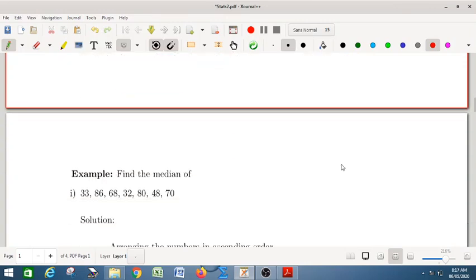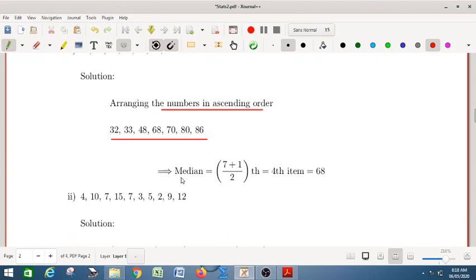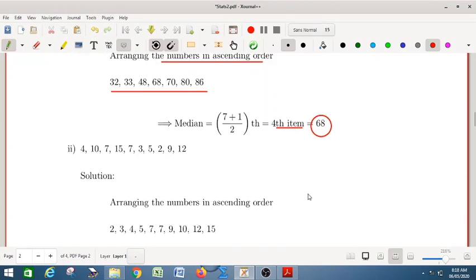So let us have some examples on that. Suppose you have a simple series, find the median of 33, 86, 68, 32, 80, 48 and 70. First you have to arrange the data in ascending order. Then you have this data. You have 7 data, so the number of data is odd. So median is given by (7 plus 1) by 2th item. As you know, (n plus 1) by 2th item is the median. So the 4th item is the median, and as the data is arranged in ascending order, your 4th item is 68.